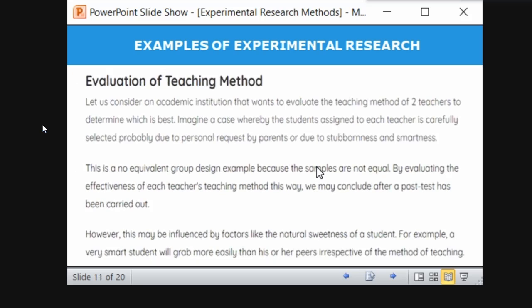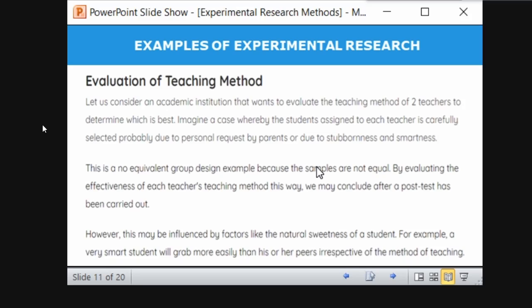So next is evaluation of teaching method. You are evaluating a teaching method, right? Let us consider an academic institution that wants to evaluate the methods of 2 teachers to determine which method is best. So the college wants to compare 2 different methods. One might be lecture or whatever it may be. These are the methods of 2 teachers, and they want to find out which method is best, right?